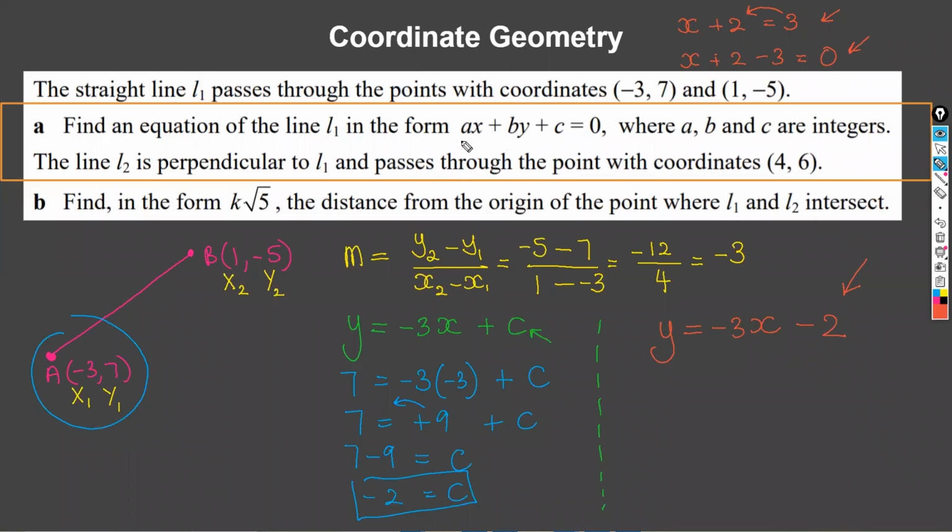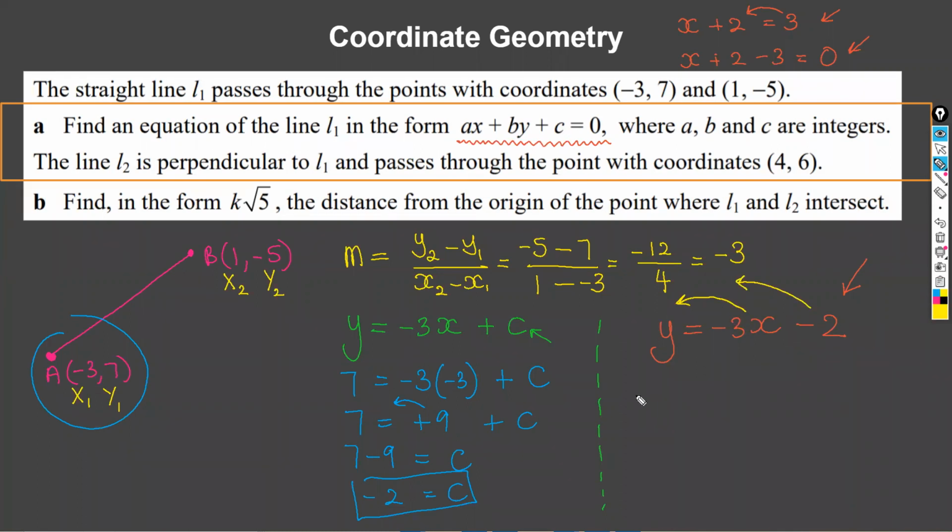So all the examiner wants you to do in this particular question is that he doesn't want it in a normal form. For some strange reason, he wants you to throw across everything on this side, so you have a 0 on this side. And he wants the x's to come first, then the y's, and then everything without a letter.